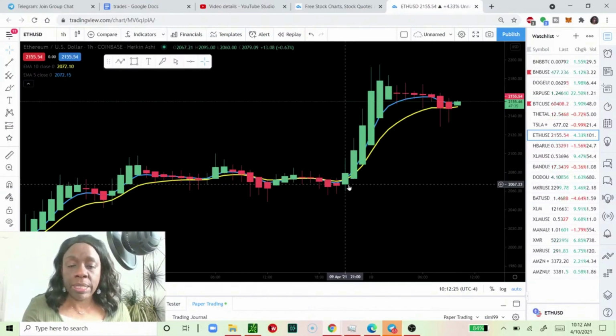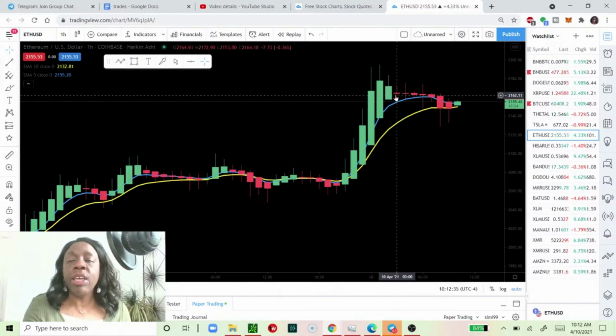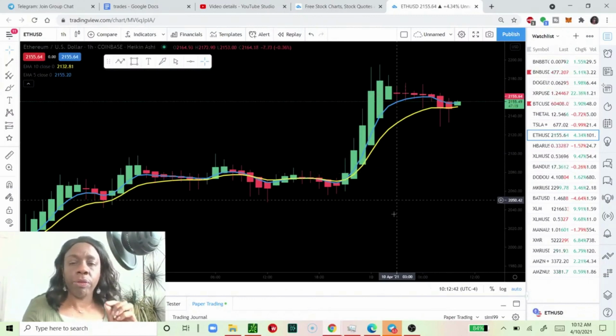So at this point, stay in the trade if you're in a trade, or enter your trade. At this point, stay in the trade. The minute it changes, get out of the trade. Okay, now that's just like a third of it.